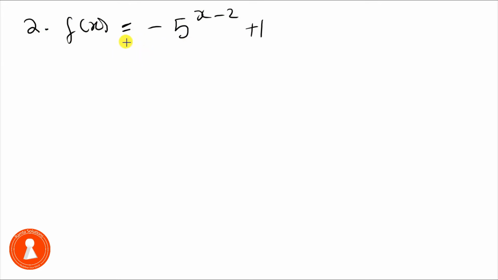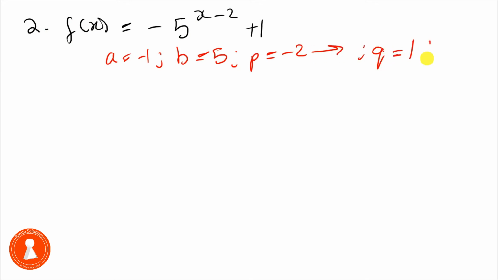This is, again, a is minus 1, b is 5. Remember, guys, for exponential graphs, your b is never negative. Remember, b should be greater than 0. Now, p is equal to negative 2, meaning it's shifting to the right. Q is equal to 1, meaning it's shifting up. Now, our range, by now you should know y is an element of real numbers.